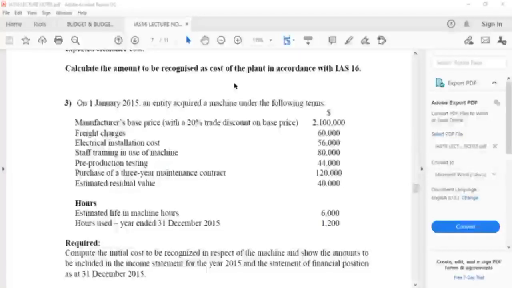Or you assume that that is not even for the company, isn't it? The health facility will not be for the company. It will be for the community, isn't it? So the company will see that as a donation, which is an expense.